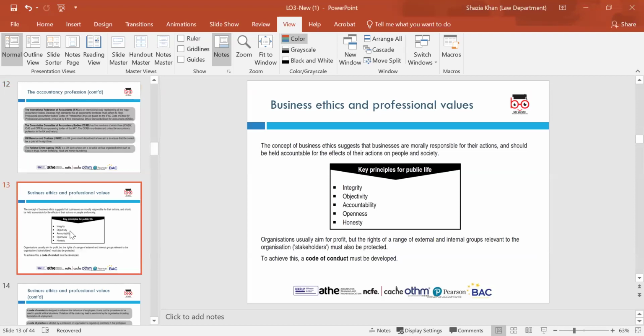So, business ethics and professional values. Key principles which we looked at earlier: integrity, objectivity, accountability, openness, and honesty. These are the ethics, the elements that must be followed. You must follow them to ensure that decisions are fair and that you are complying with the regulations, but also that you are following the procedures and the codes, because they are so important in regards to business ethics.